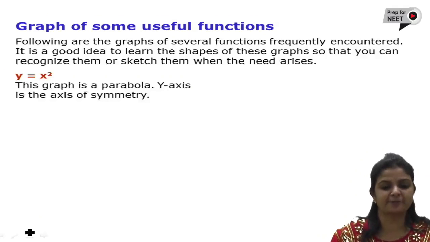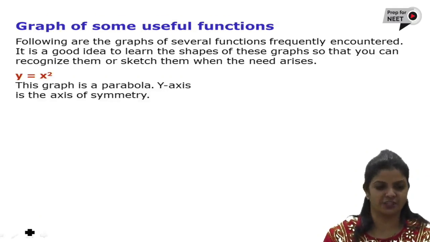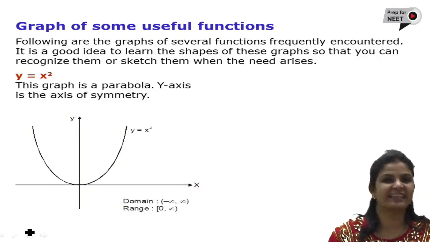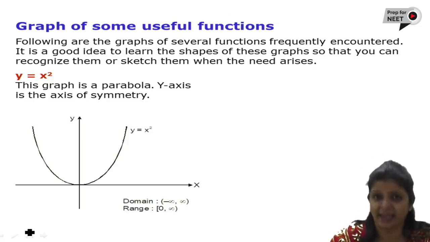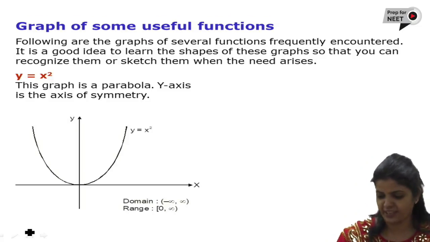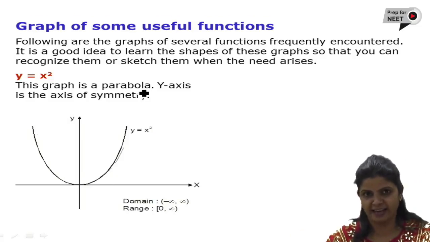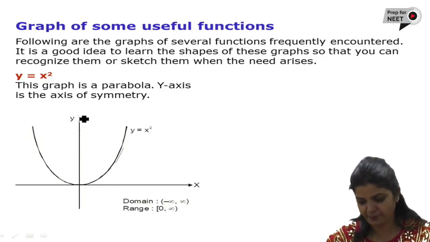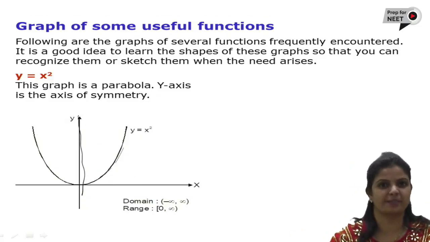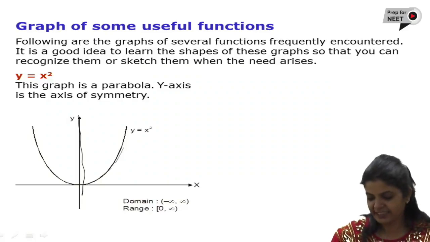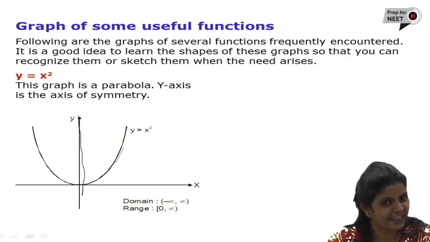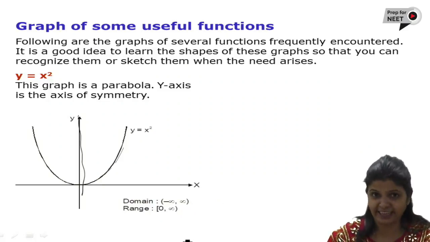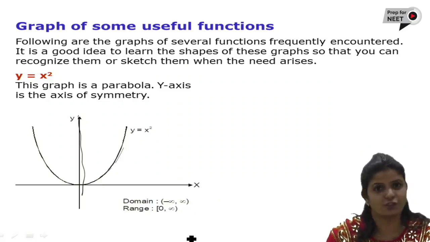Following are the graphs of several functions frequently encountered. Look at the first, it's y is equal to x square. Just now I explained it's of parabolic nature. So y is equal to x square is definitely a parabola, right? If we check the axis of symmetry, y must be the axis of symmetry, right? If we look at the domain, it changes from minus infinity to plus infinity, whereas range changes from 0 to infinity, right? Why? Because a negative value of y is not possible.